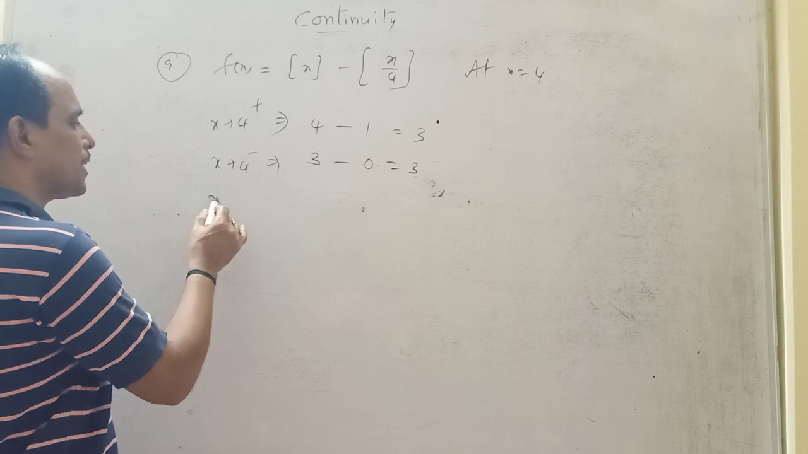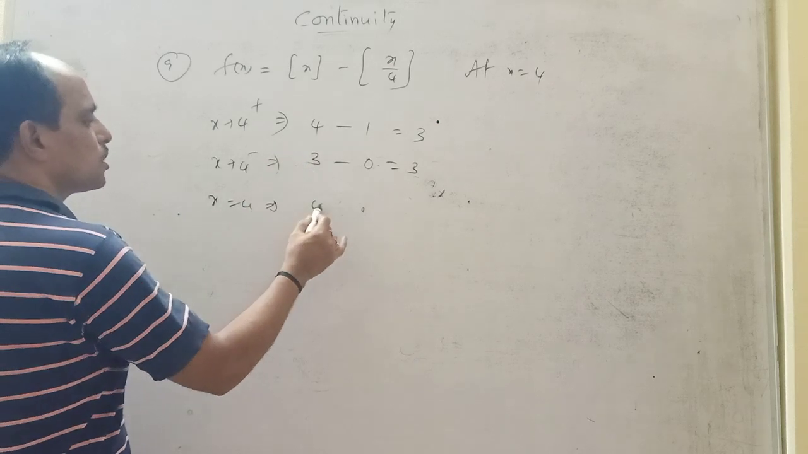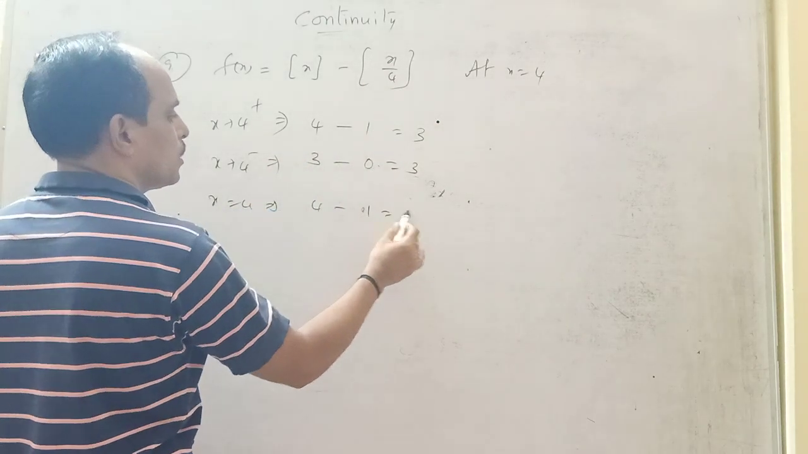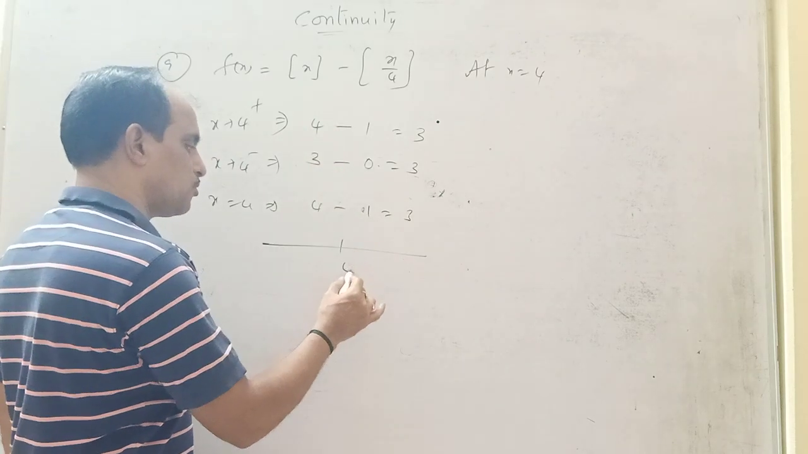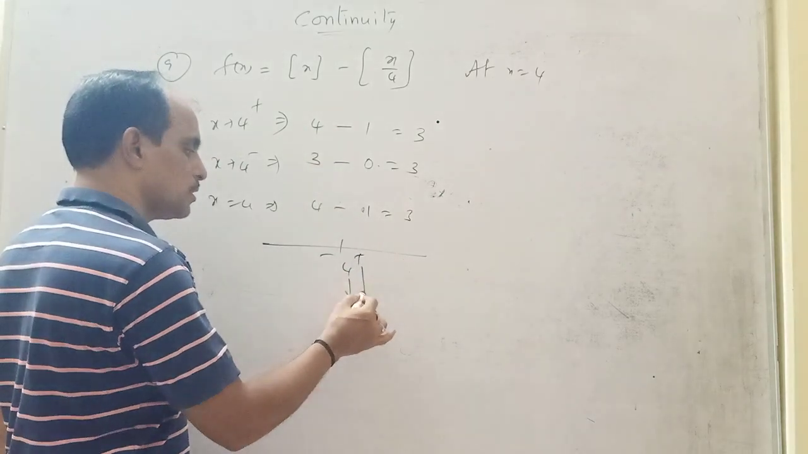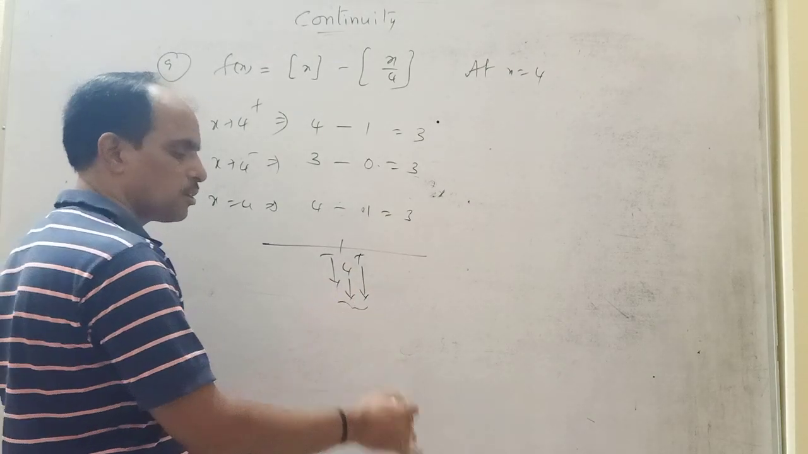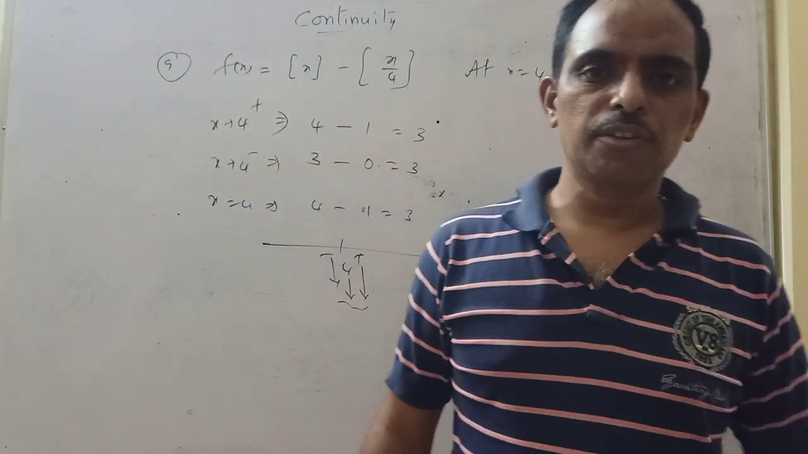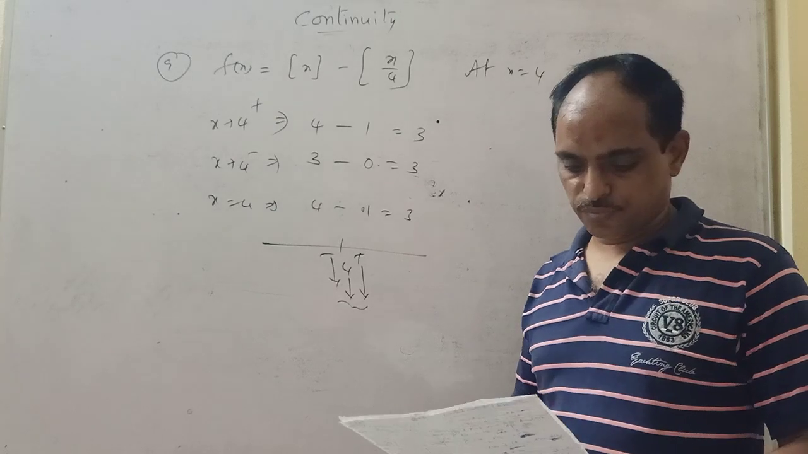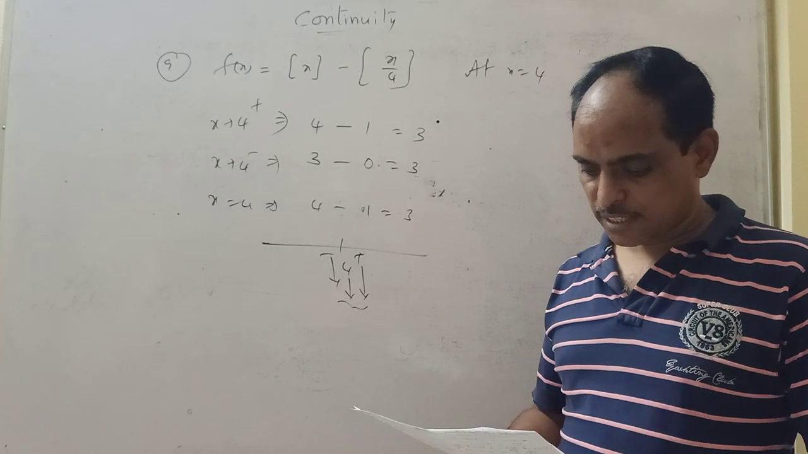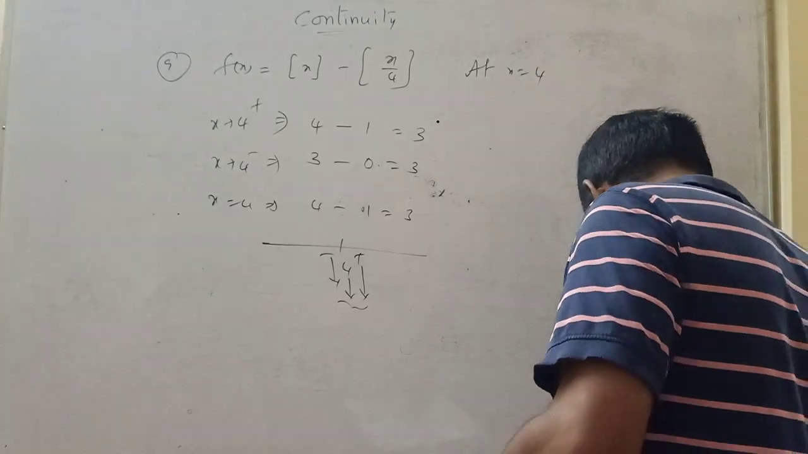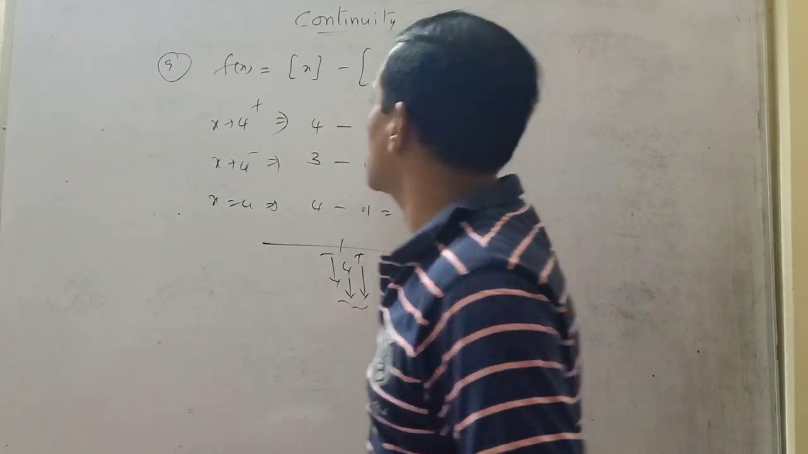Now exactly at 4, what happens? That is 4 minus step of 4 by 4, which is 1. That is also 3. So these 3 values are equal: at 4 plus, 4 minus, and at 4. Now we can say the function is continuous at x is equal to 4. Okay. Now let us move to the next question. Wow, it is one of the best questions, I think.